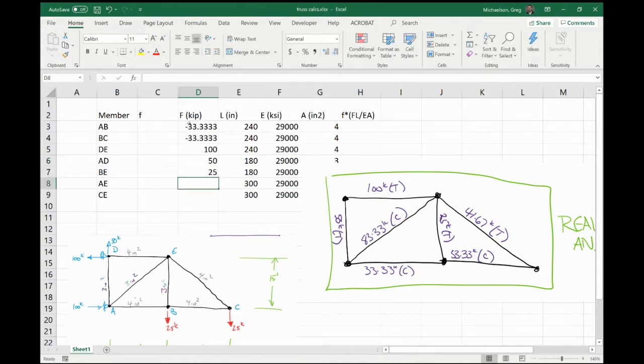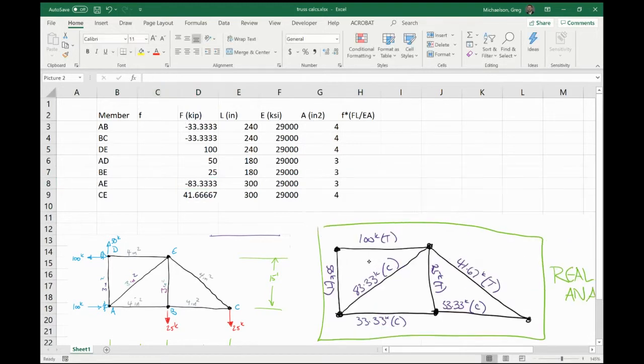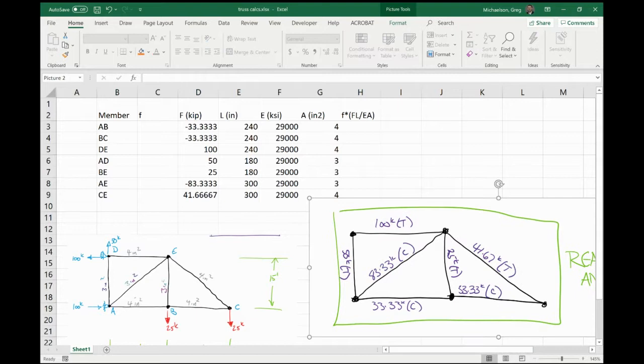The diagonals, we have this one's 41 plus 2/3, and that's positive. This is 83 plus 1/3, and that's negative. Okay, so there's all my real analyses. Let me go to the virtual analyses.